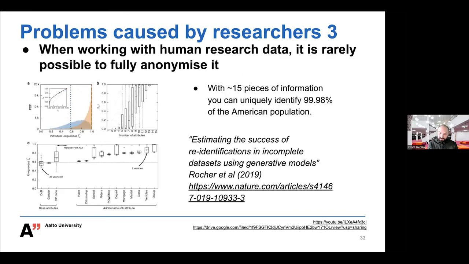In general, there are good reasons to keep the data secret. Sometimes, if not always, it's simply impossible to anonymize data. If you work with human research data, individual data, there is a nice paper from a couple of years ago where they showed that with just 15 pieces of information about an individual, like the zip code, gender, date of birth, how many cars you have, how many children you have, it's enough to re-identify almost 100% of the American population. So we understand that we have an issue in sharing data that is about individuals, that is a bit more sensitive, but that shouldn't be an excuse to not share the data.